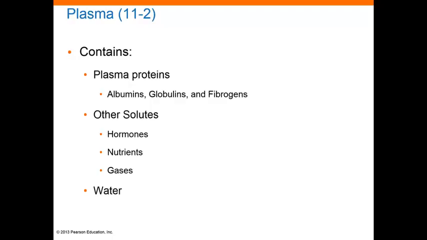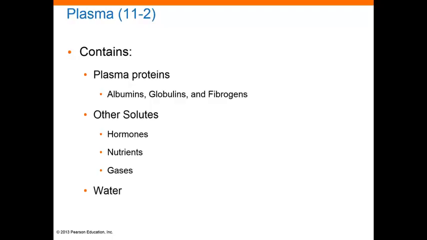Let's take a closer look at the fluid matrix of blood, plasma, which makes up about 55% of the volume of whole blood. Along with interstitial fluid, plasma makes up most of the extracellular fluid in the human body. 7% of the volume of plasma is plasma proteins, such as albumins, globulins, and fibrinogen. Albumins are probably the most abundant, and they're responsible for maintaining osmotic pressure of plasma.